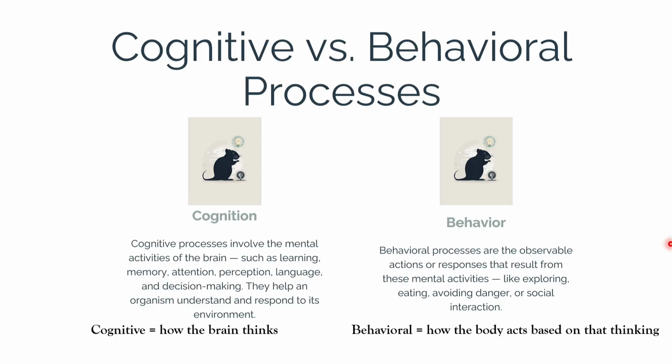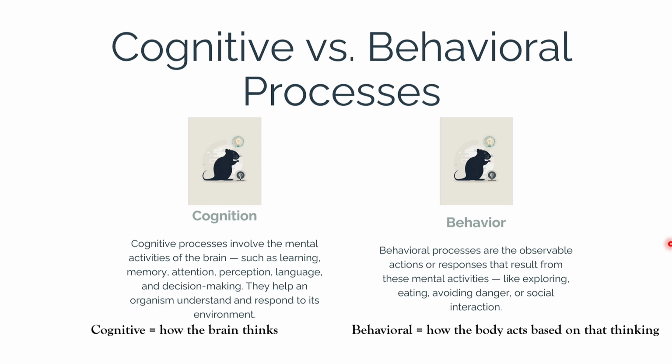So what's the difference between cognitive versus behavioral processes? When we do behavioral analysis, we can test two different types of parameters, and for those we have various tests that we can perform for cognitive evaluations as well as for general behavior evaluations. Cognitive evaluations basically involve the mental activities of the brain, such as learning, memory, attention, perception, language and decision making. They help an organism understand and respond to its environment.